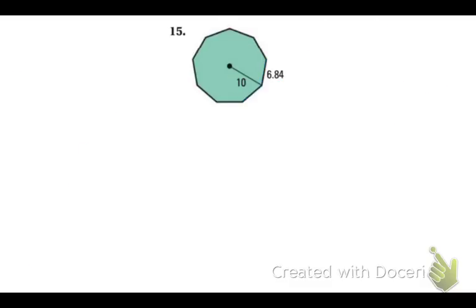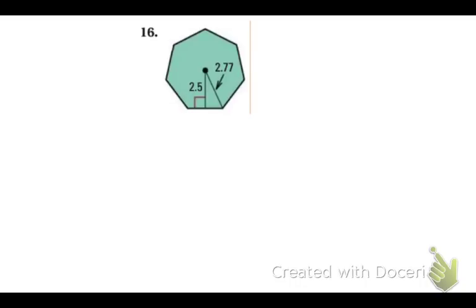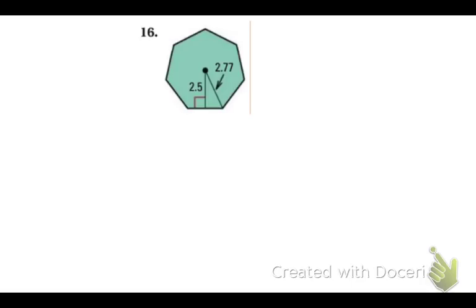Okay, una más, one more. So, what are we given? We have the number of sides. So n is equal to 1, 2, 3, 4, 5, 6, 7. So it's a septagon.